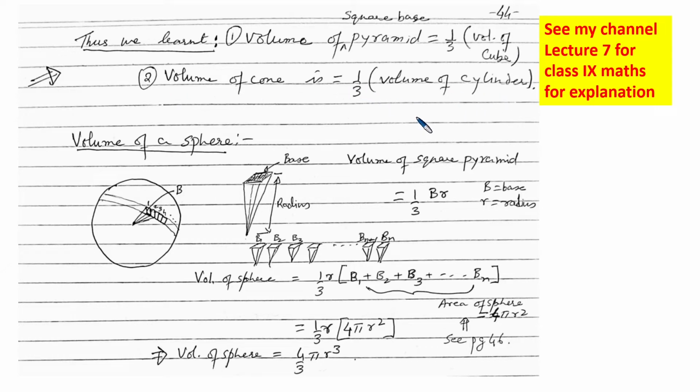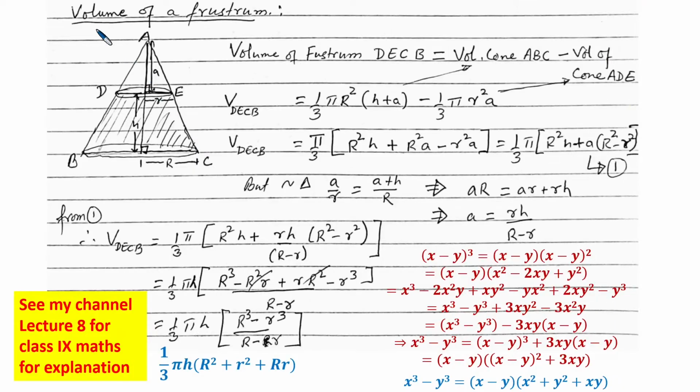So you go through this lecture 7, and the volume of a sphere also we have explained in detail, where we find it to be 4/3 pi r cube. And the volume of a frustum: this is the frustum, with the bigger base and the smaller circular base. When you cut a cone, you get a frustum. So earlier we discussed the area of a frustum. Now this is the volume of a frustum.